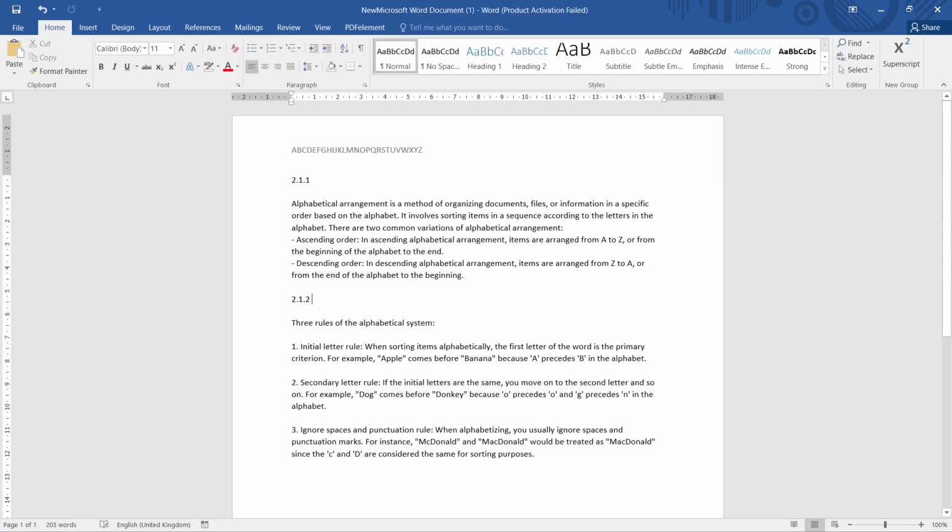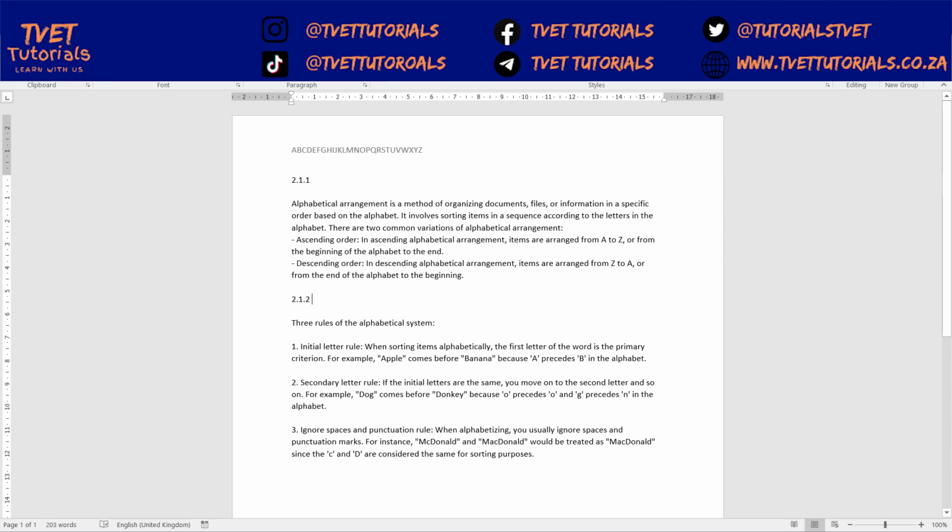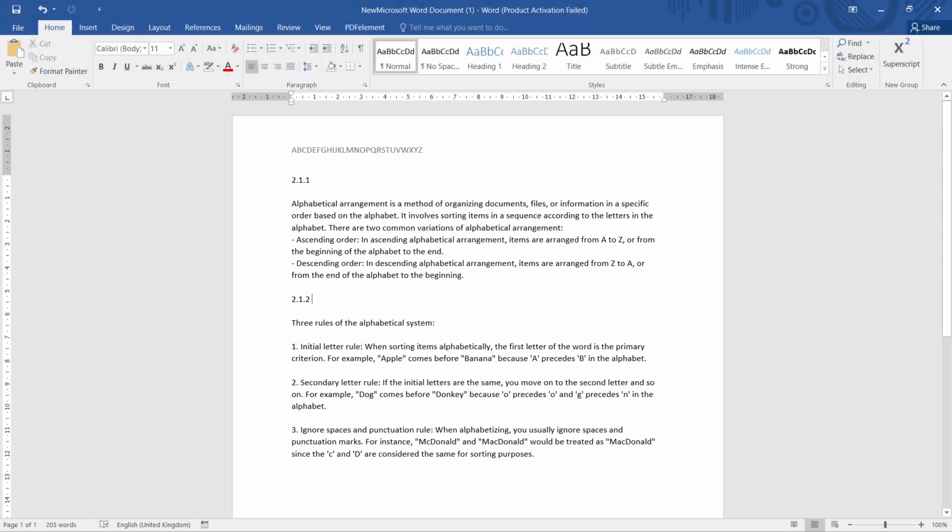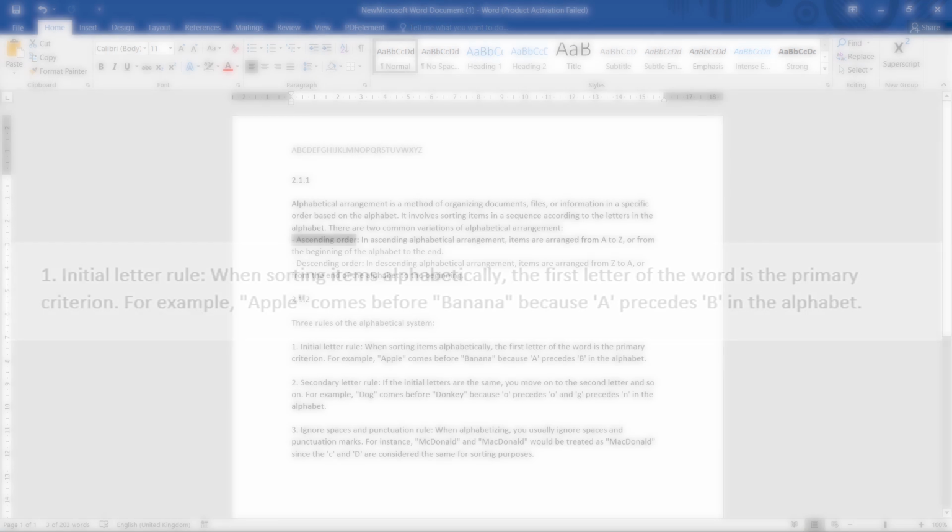Now let's move on to the next question, which requires us to discuss the 3 rules of the alphabetical system. We do have 3 rules in the alphabetical system, and before we discuss them, we need to understand that they apply in both these variations, in the ascending order and the descending order variation. Let's have a look at these rules and then I will explain how they apply in both of them. Right, so the first rule is the initial letter rule.